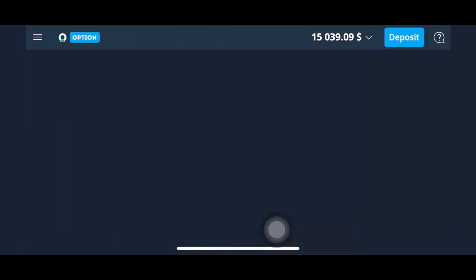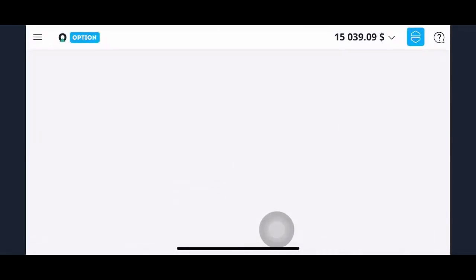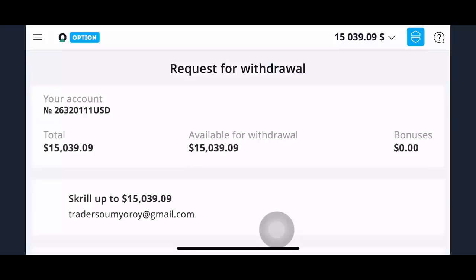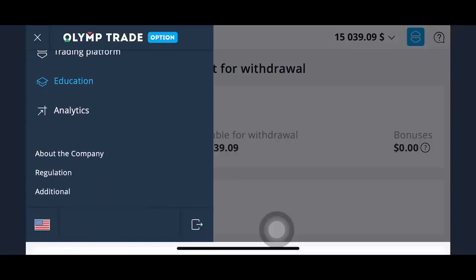Here you can see, just beside my live account balance, there is an Olymp Trade logo. This is my live account balance, $15,039.09. Beside that, towards the left-hand side, you see the Olymp Trade logo, and beside that is the option. Then if you go further left, you can see three lines, one below the other. That is the menu bar. Tap on that and you can see a lot of things here.